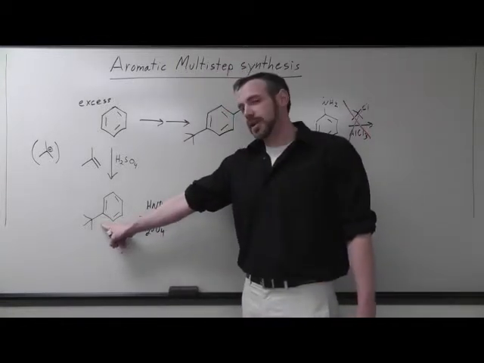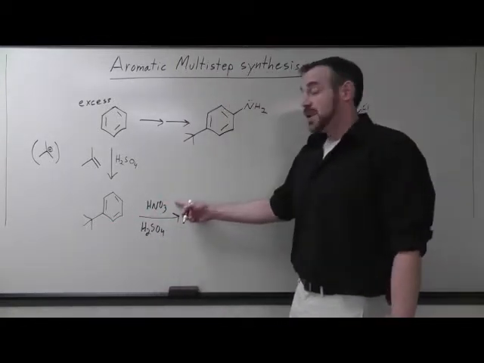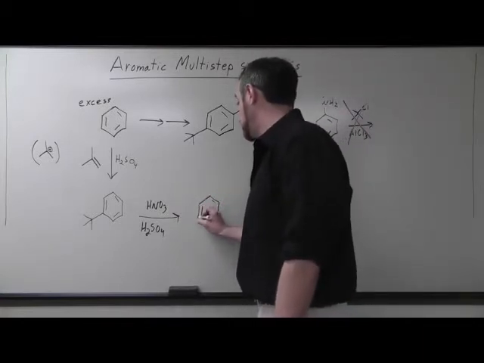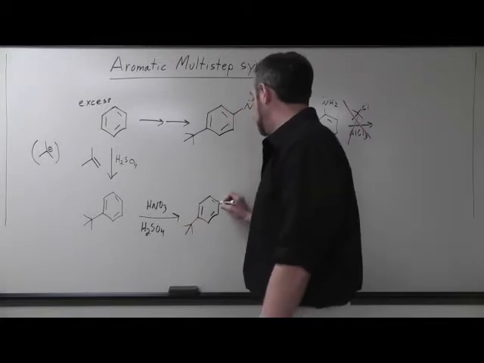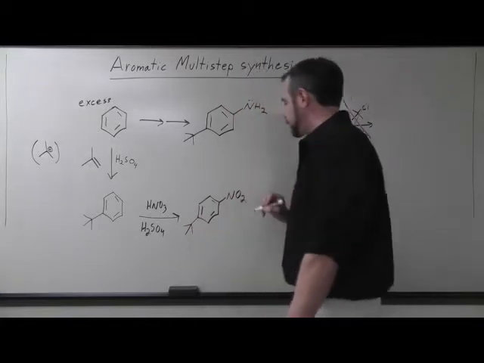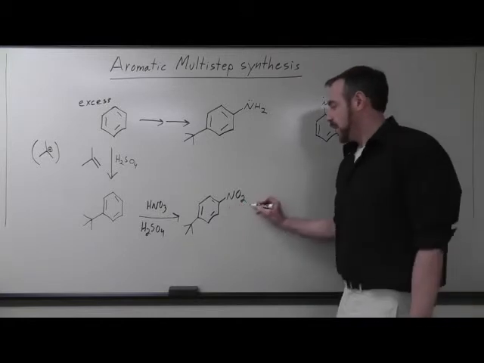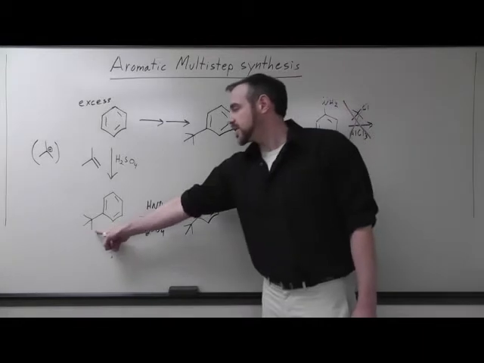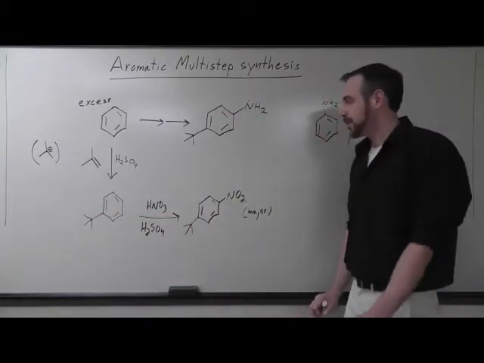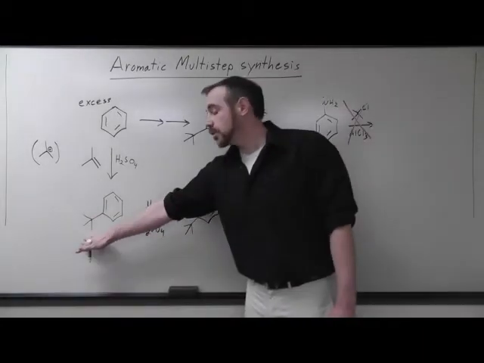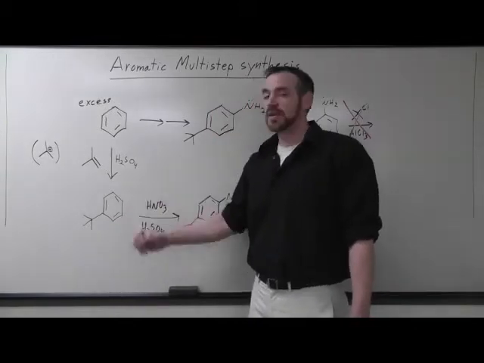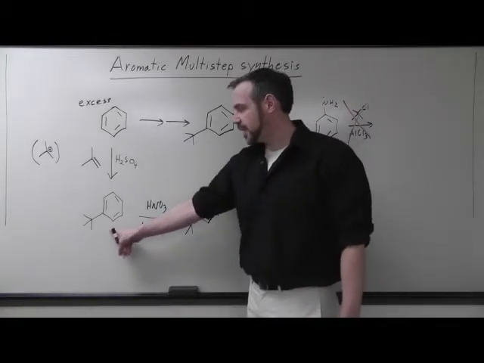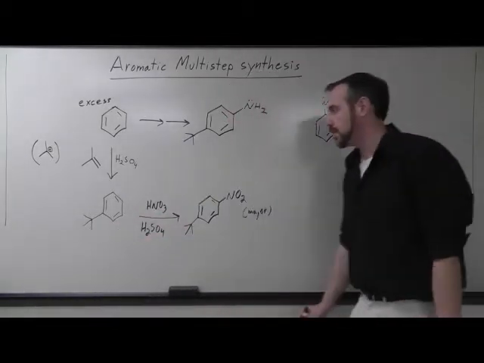Because this is an ortho-para director, we can nitrate the molecule. We'll actually form a bond, a carbon-nitrogen bond. And the major product will be the para product, mainly due to the steric effect of that t-butyl group. As an alkyl group, it's an ortho-para director, but the para will be favored just due to the congestion of fitting another group right next to that t-butyl group.